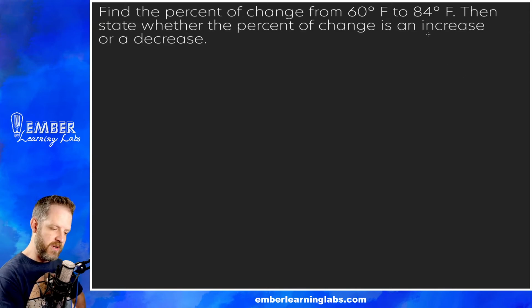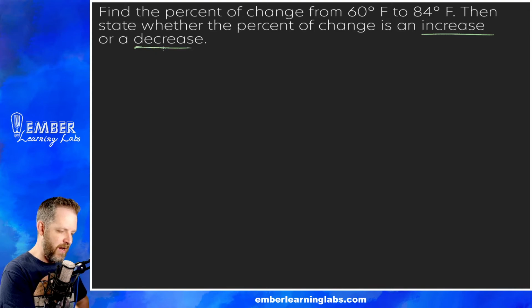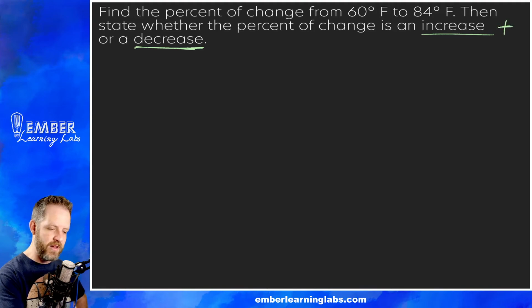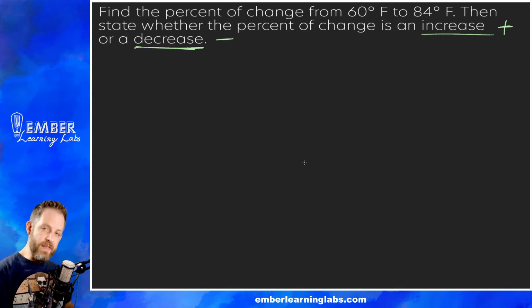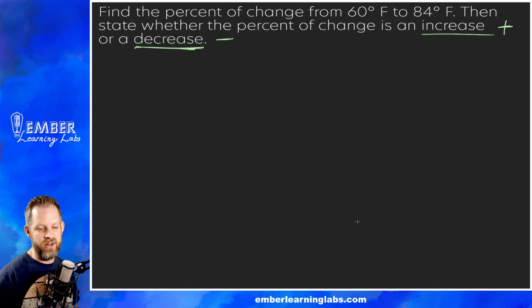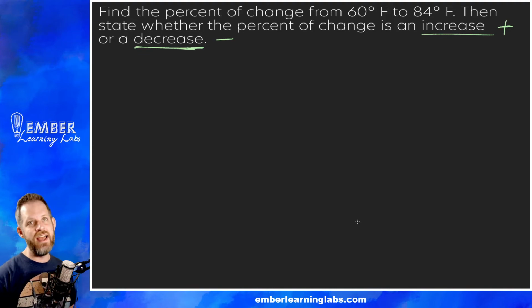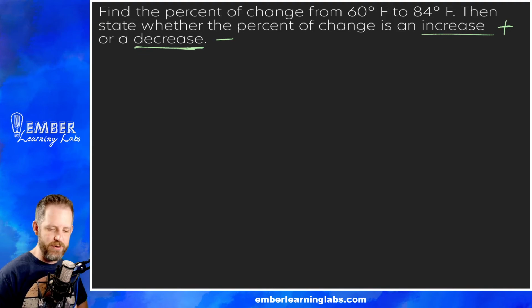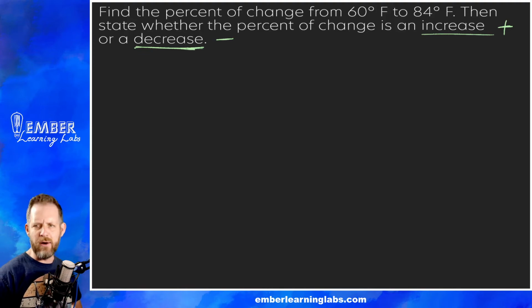For the increase or decrease bit, we're going to give you a spoiler alert that if your percent change turns out positive, then it was an increase. And if it turns out negative, then it's a decrease. Now, on these types of problems, you can probably figure out whether it's going to be positive or negative just by looking at it. If we're changing from 60 to 84, it's going to be an increase. So the increase or decrease is pretty easy anyway. But if it's an increase, it's positive. If it's a decrease, it's negative. And, well, we'll get there when we get there on the examples. I don't want to give you too much information, especially not with not writing things down.